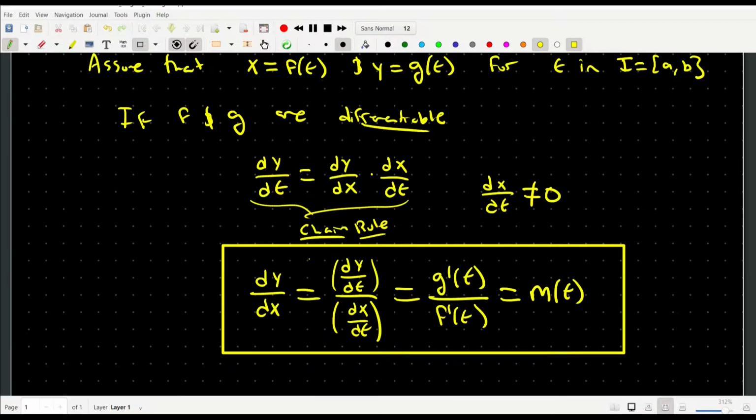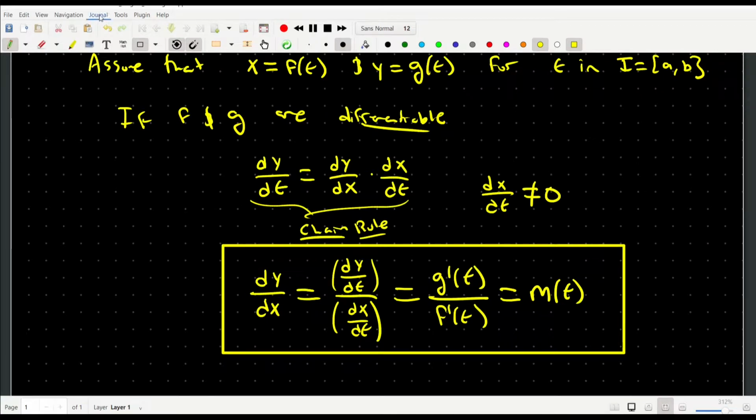Now, this is a very, very powerful result, because essentially this allows us to figure out what the slope is in the x-y plane of any parametric curve. It can be very complicated. It doesn't necessarily have to be a function.